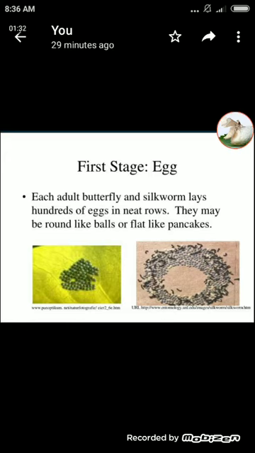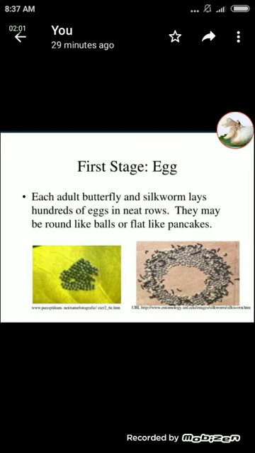The life history of the silk moth and the butterfly is similar. Each adult silk moth lays hundreds of eggs at a time. A female silk moth gives 300 to 400 eggs. For a rough answer, you can write hundreds of eggs in a neat row. These eggs may be round or flat.